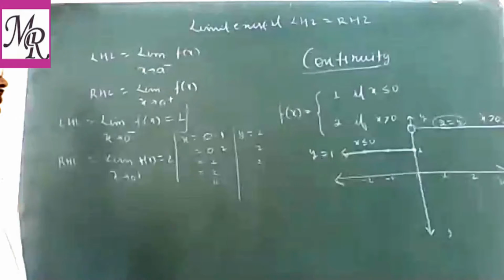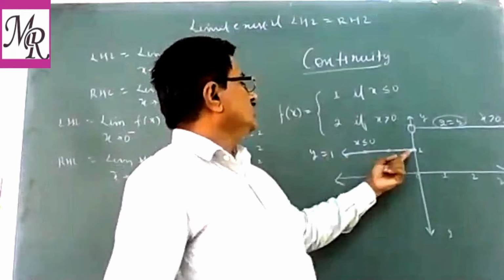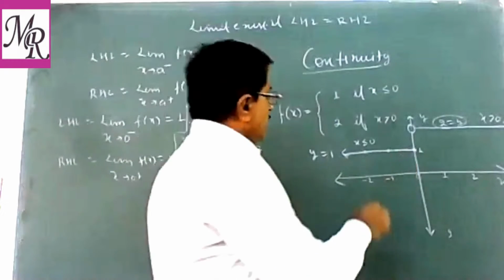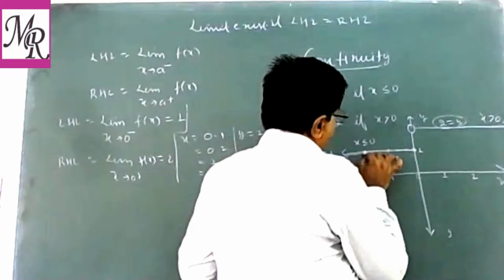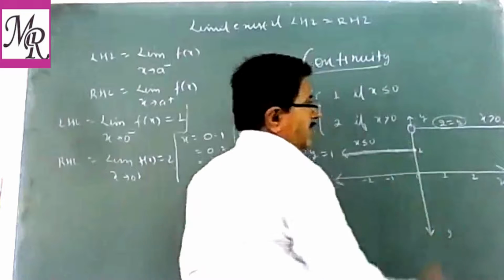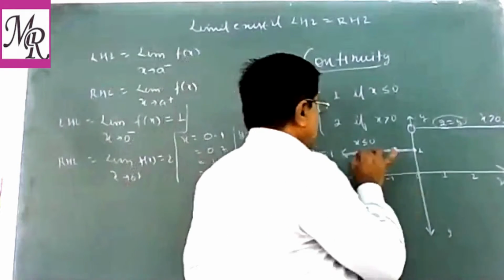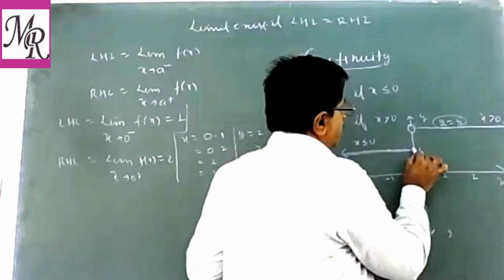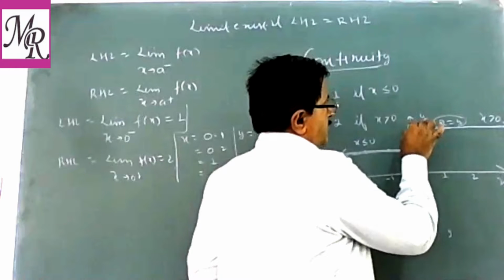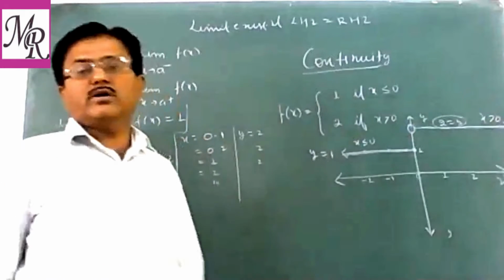Clear? So what about the continuity or continuous function? So this function is not continuous. Continuous means when we draw the graph in one stroke, there is no need of lifting the pen or chalk when we are drawing the graph. Here we draw the graph up to here, then we have to lift the chalk and put it here again. Then we draw. So this graph is not continuous.